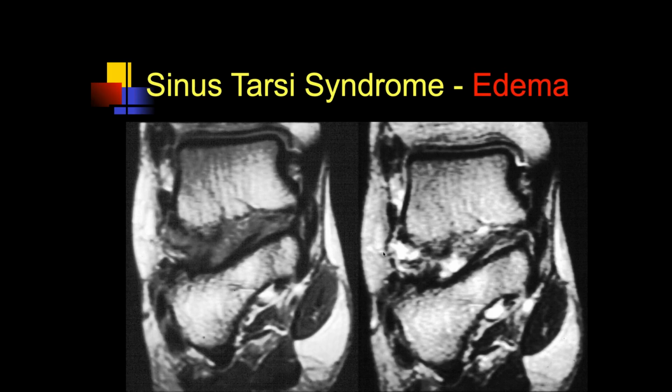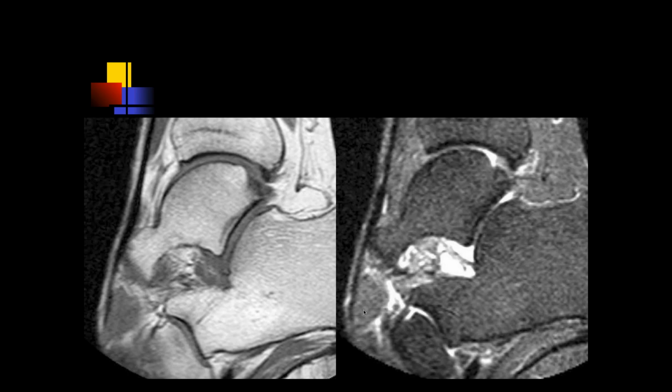Okay, and sometimes all we see is lack of fat on T1 weighted images. If you look carefully, you can usually see a ligament injury in these patients. Ashu, what do you think of this case?